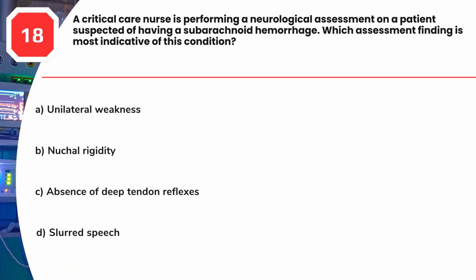Question 18. A critical care nurse is performing a neurological assessment on a patient suspected of having a subarachnoid hemorrhage. Which assessment finding is most indicative of this condition? A. Unilateral weakness. B. Nuchal rigidity. C. Absence of deep tendon reflexes. D. Slurred speech.